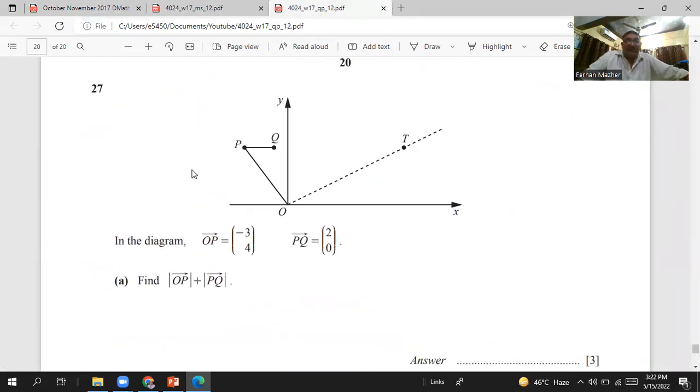Okay, so we are going to the next question. The next question is 27. It says in the diagram, the OP is (minus 3, 4), and the PQ is (2, 0). Find the magnitude of OP plus the magnitude of PQ. We can find its magnitude very easily, just find the length of OP and the length of PQ and then add them together.